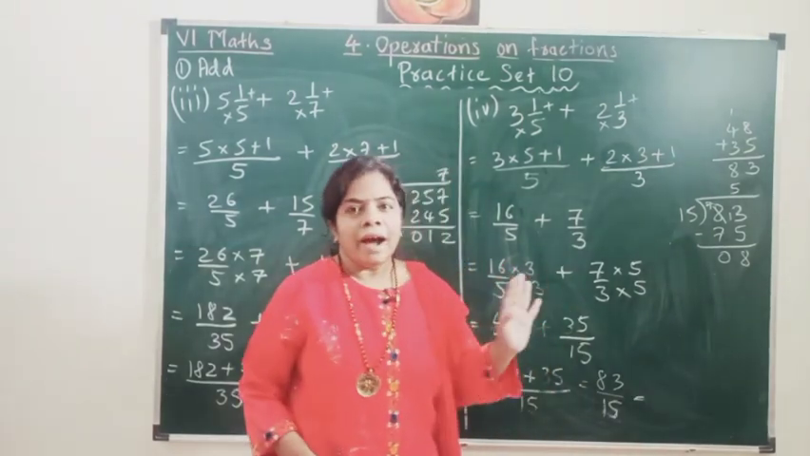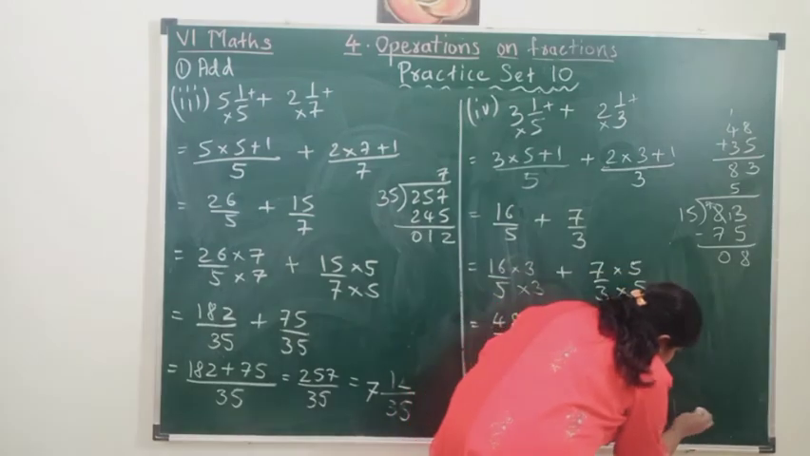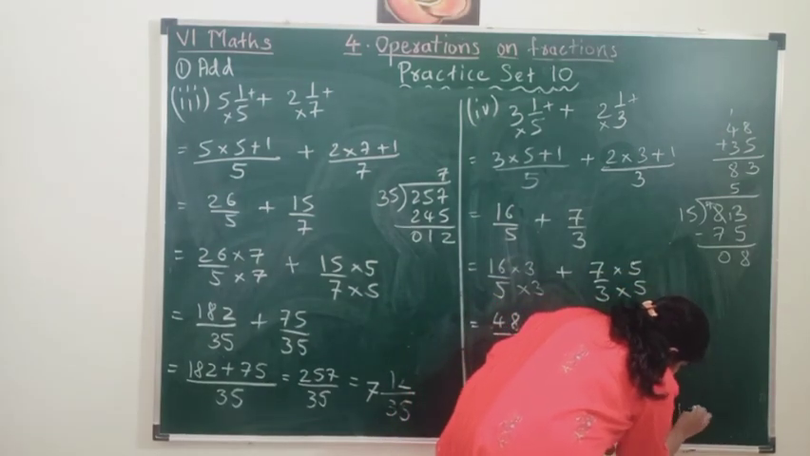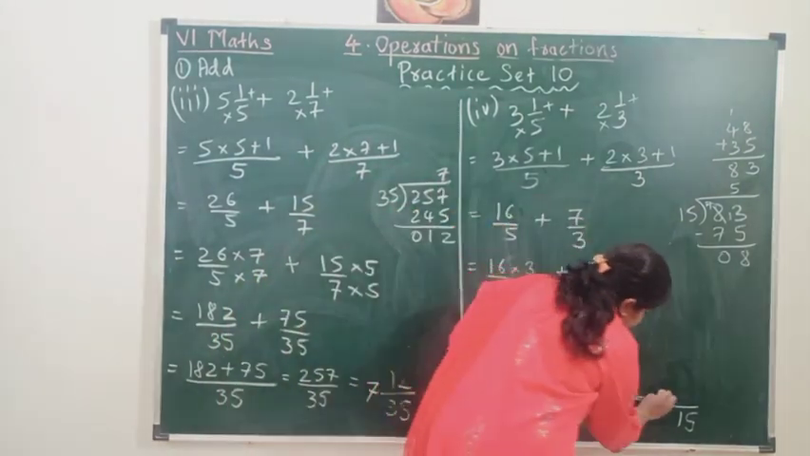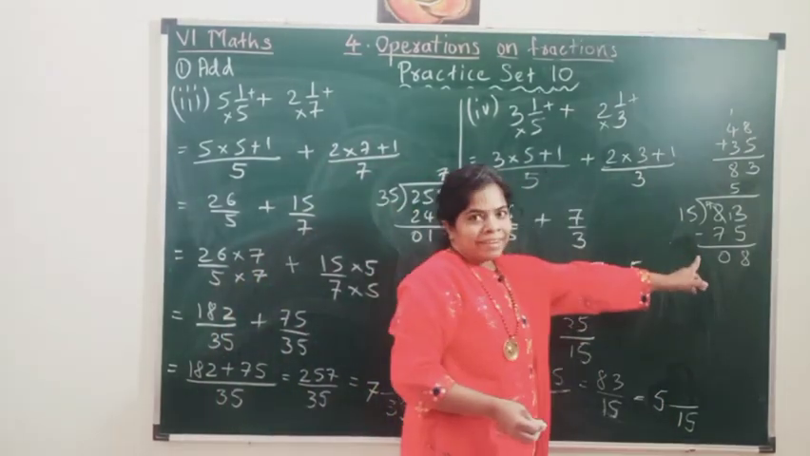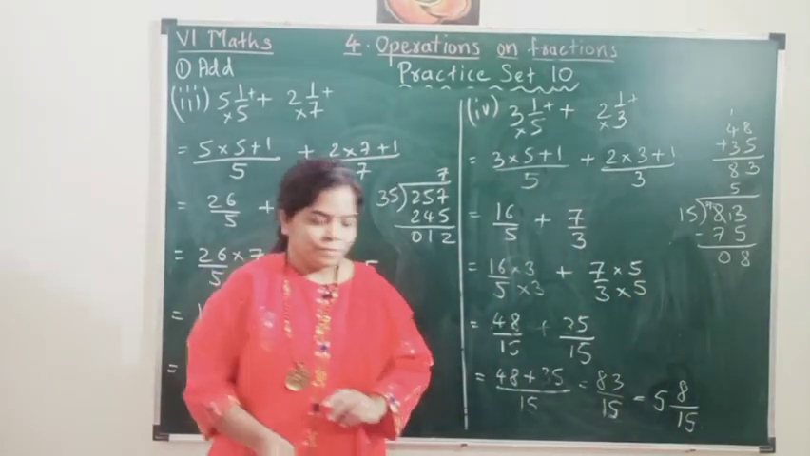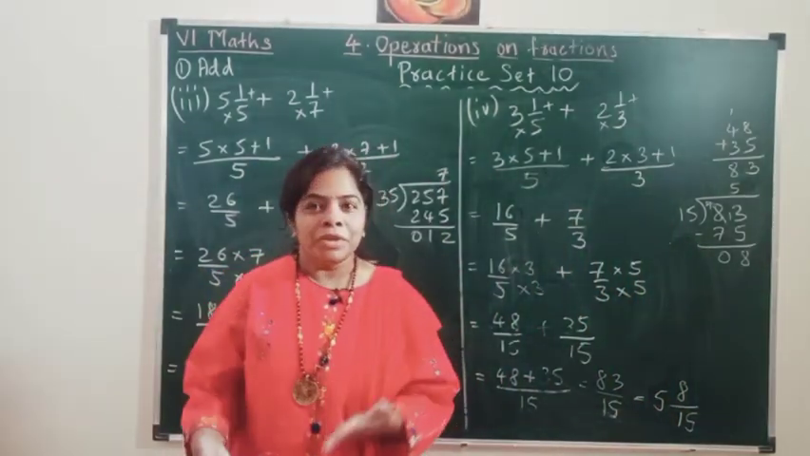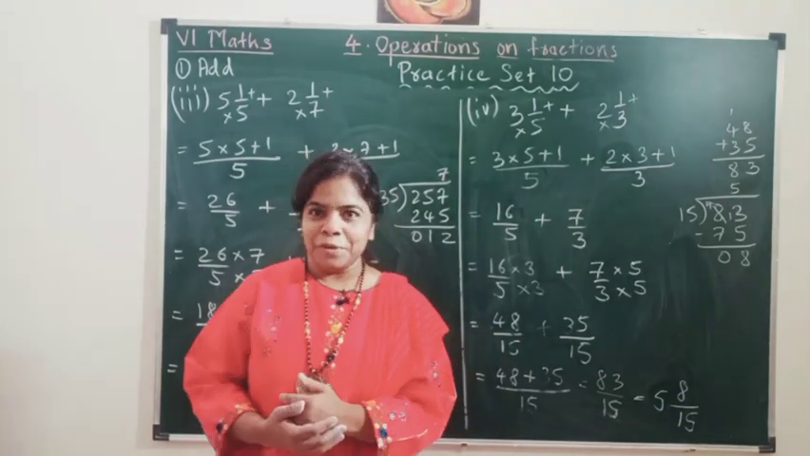So children, our answer in mixed fraction form: quotient 5, remainder, that's our answer. Now we will see the remaining subtraction sums in the next video.